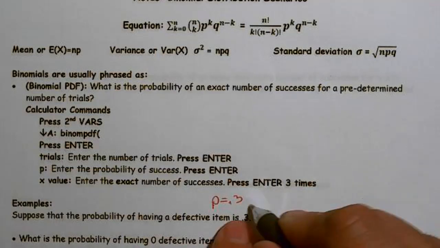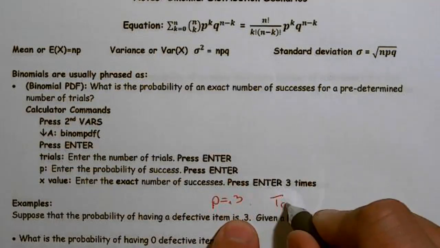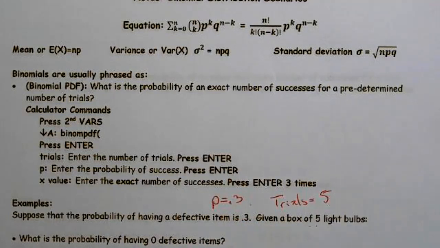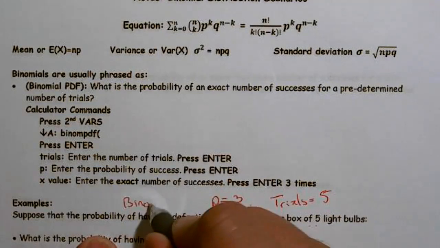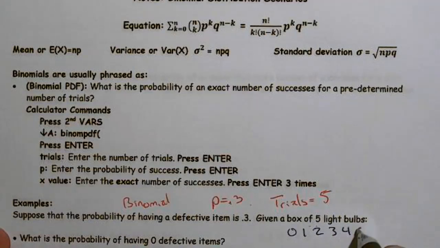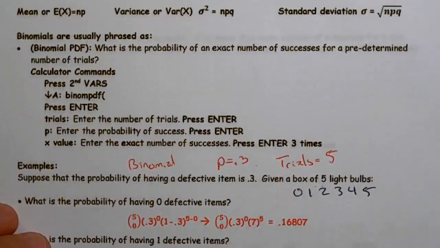So in this case, my probability is 0.3 and my number of trials is 5. By the way, anything that indicates we have trials is probably going to be a binomial, and we should be writing that down every single time we do a problem. For ease and time, I'm not going to do that every time because these are all binomials here. But I am going to make a sample list of what could happen: I could have 0 defects, 1, 2, 3, 4, or 5 defects.